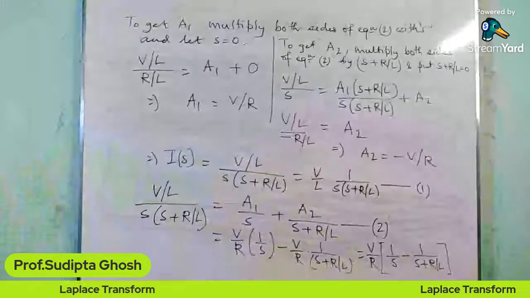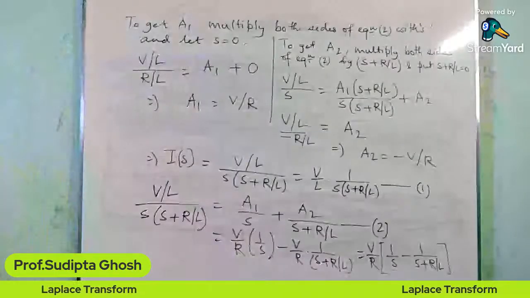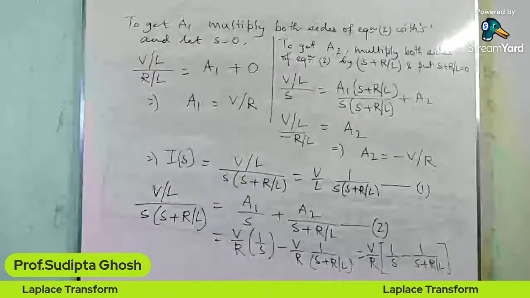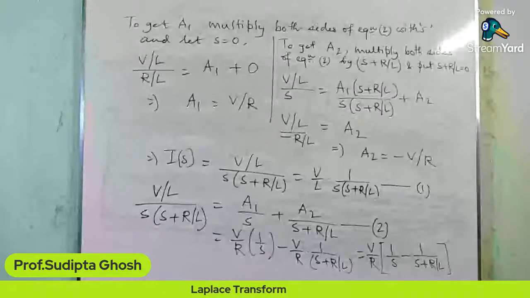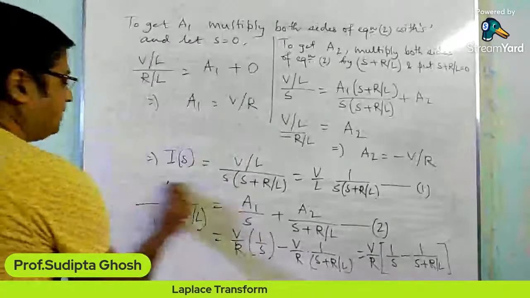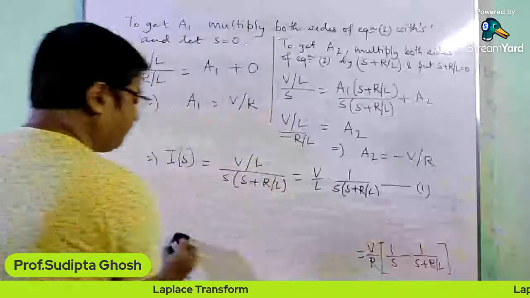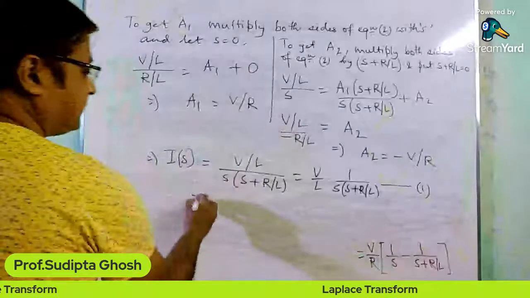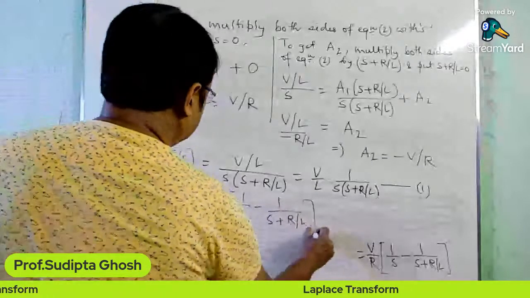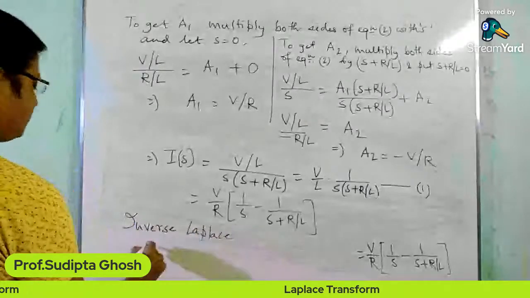Okay, so this way we can write, or we can break the right hand side of equation 1 in the simplest form, that is 1 by s or 1 by s plus a. Now easily we can apply the inverse Laplace transform. Already in our last lecture, we found the Laplace transforms of different functions. So this is v by r into 1 by s minus 1 by s plus r by l, and then by applying inverse Laplace, we get is.